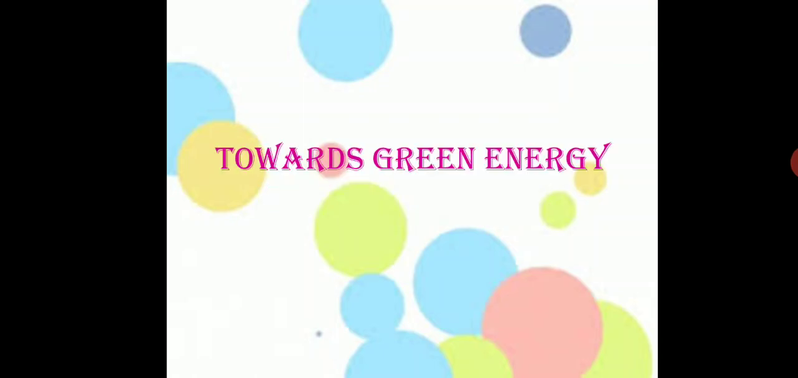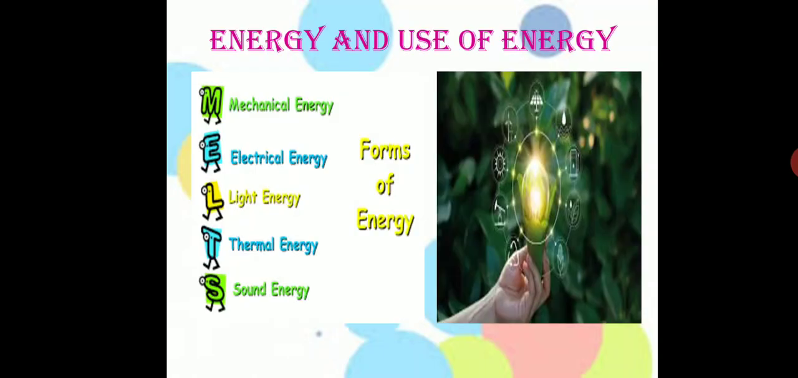Today we are going to start our new lesson towards green energy. Students, in modern civilization, energy has become a primary need along with food, clothes and shelter. We need energy in different forms for different types of works. The energy that we need may be in the form of mechanical energy, chemical energy, sound energy, light energy, or heat energy. Now you must start thinking that how do we get these different forms of energy, right?